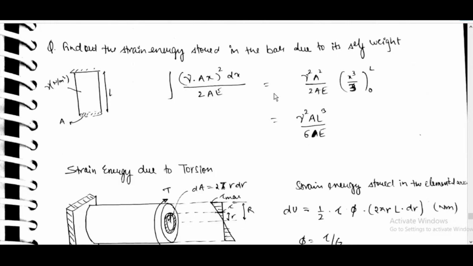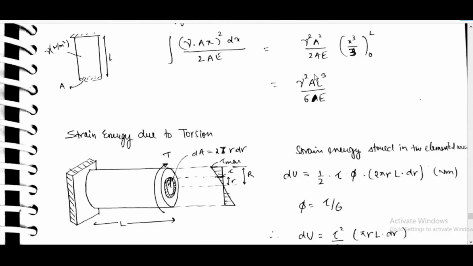Find out strain energy stored in a bar due to self weight. Px is gamma A x. So integral of gamma A x whole square dx by 2AE is equal to gamma square A square by 2AE into x cube by 3 from 0 to L, which is equal to gamma square A L cube by 6E.